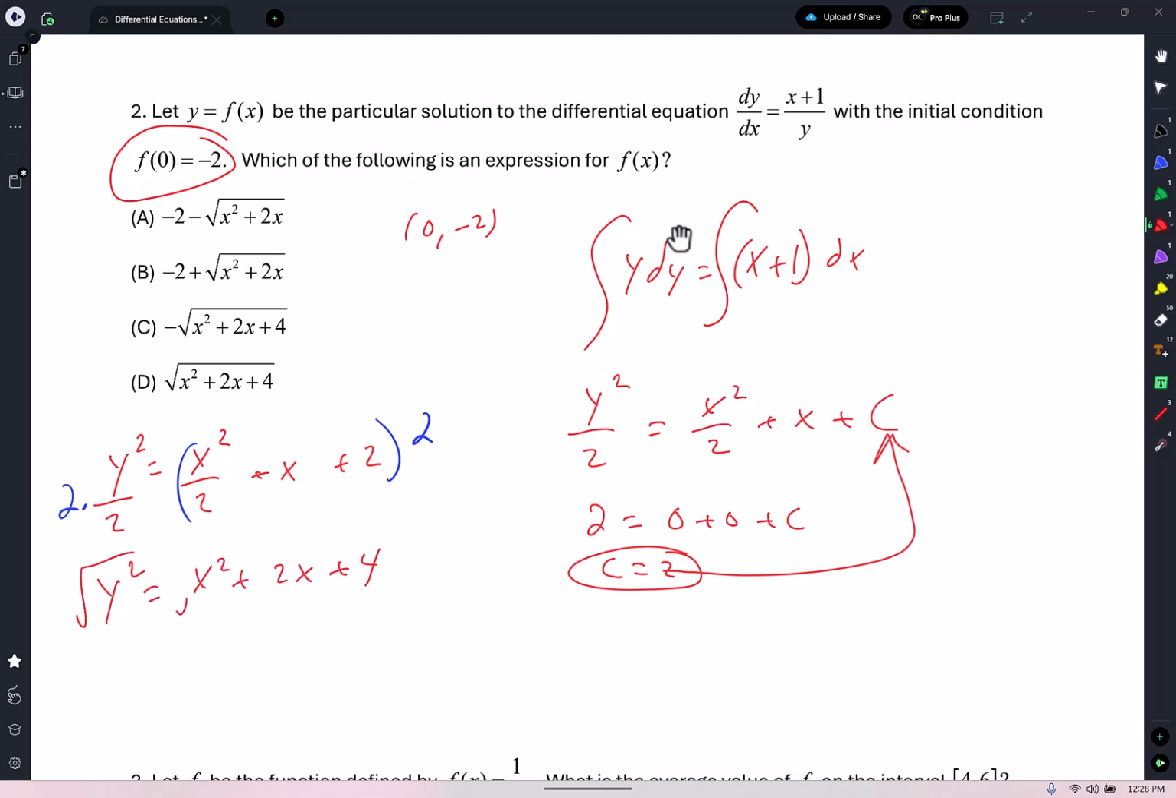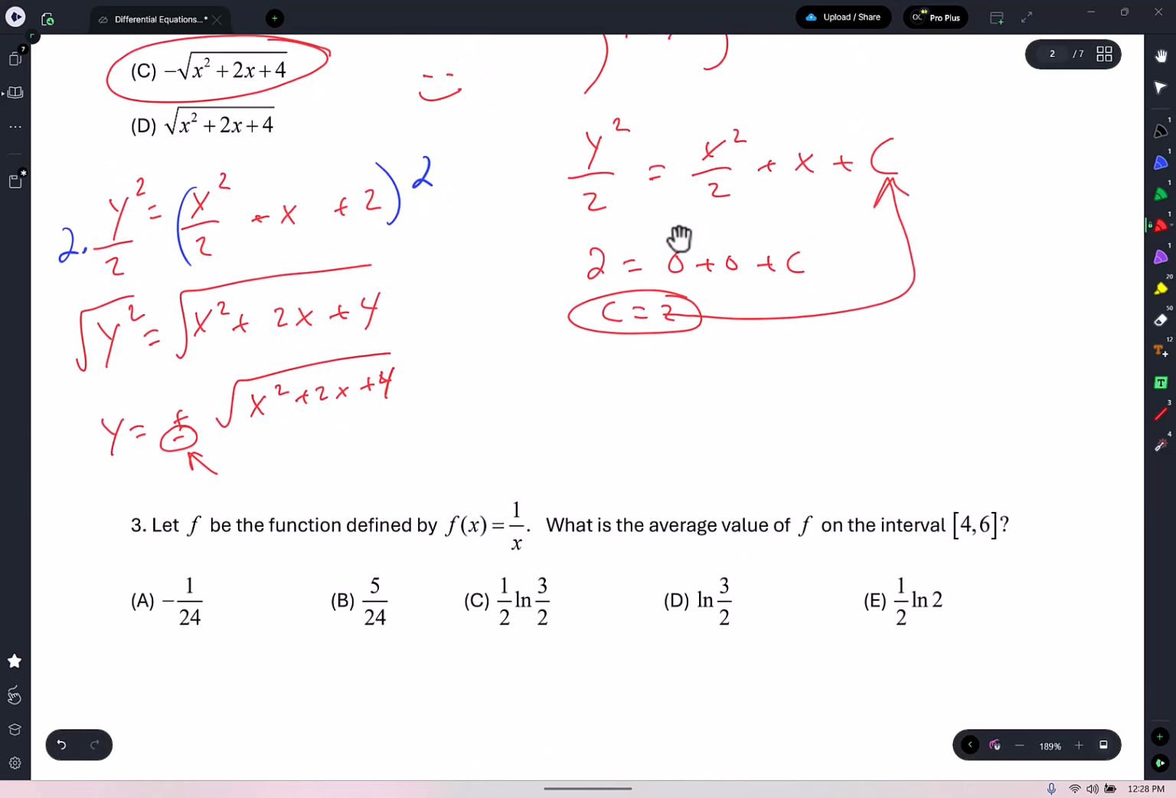And I'm going to go square root. So y equals plus minus square root of x squared plus 2x plus 4. So that's the biggest mistake. You guys didn't put plus minus. When you plug in a 0, you better get negative 2. So 0, square root of 4 is 2, but I want it to be negative, so it's a negative. So there it is. That was worth 2 points.